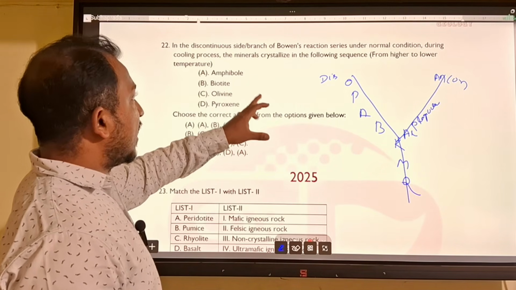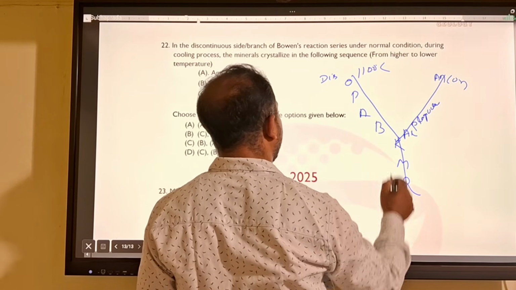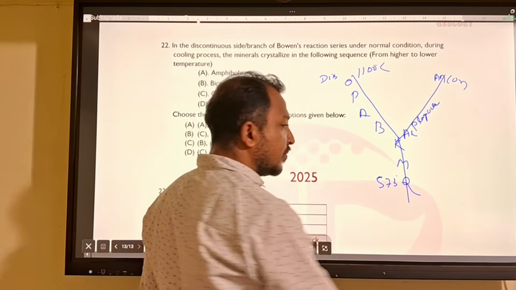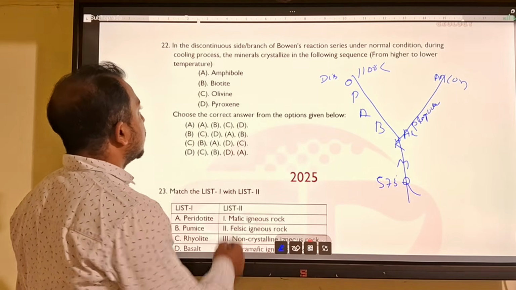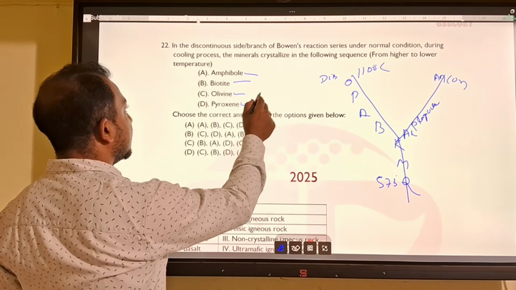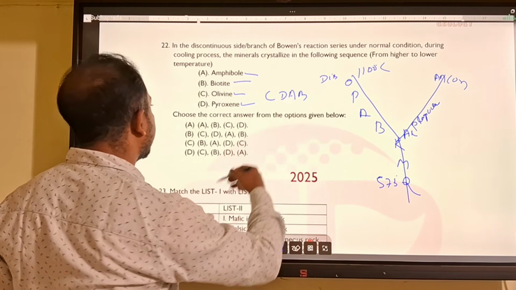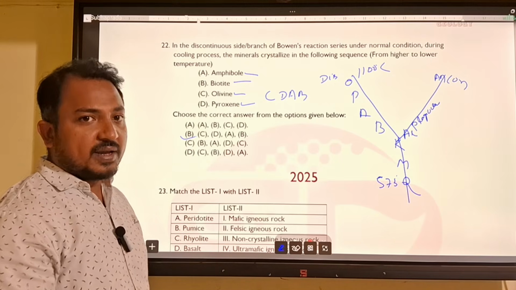So the discontinuous series we have to arrange from higher to lower. It starts from 1100 degrees centigrade down to 573 degrees, that is quartz. So follow the sequence: Old people are boring. Your C, D, A, B. Option B will be correct.